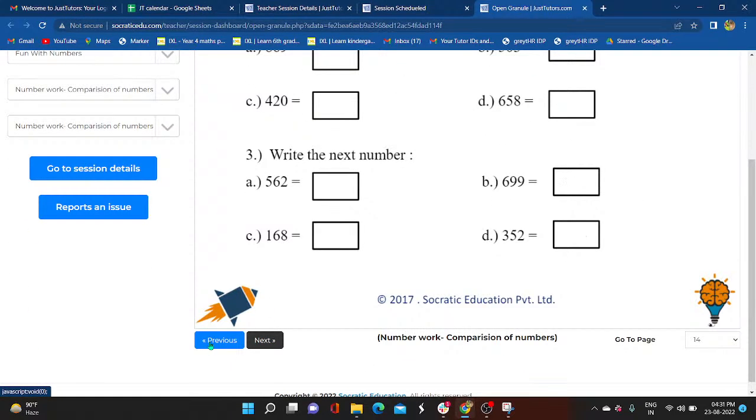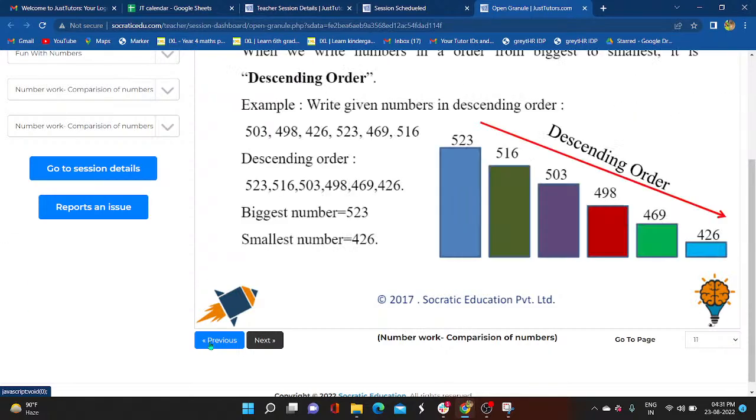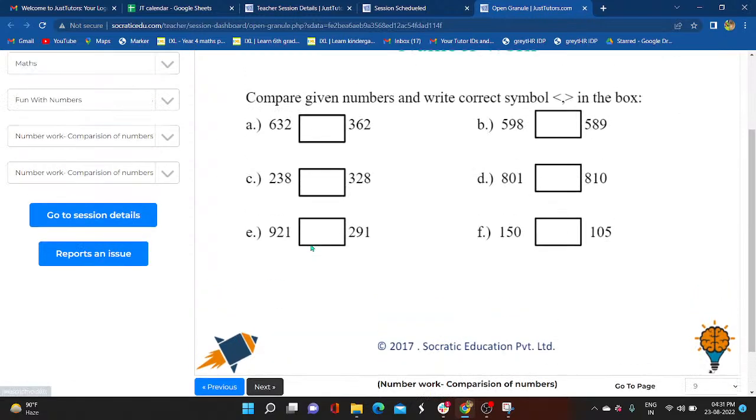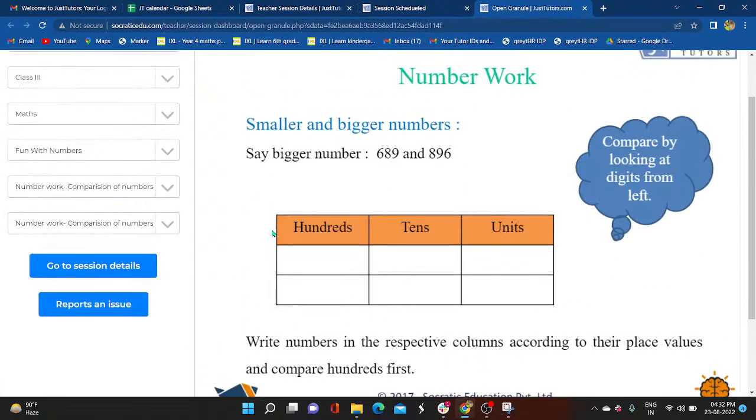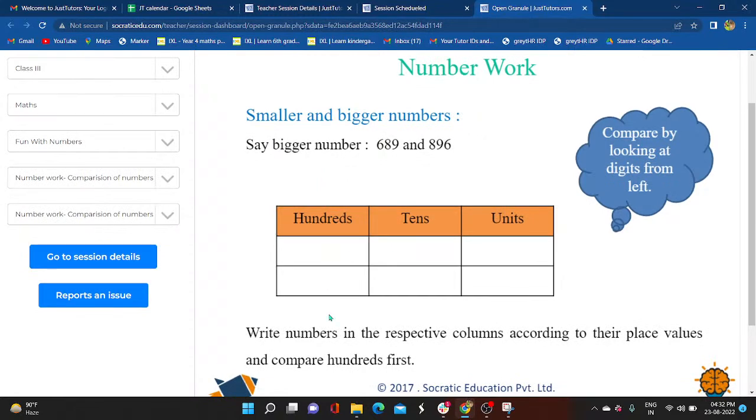Okay, so the basic concept we have learnt about ascending and descending order. Now let's try learning about the smallest and the biggest numbers. Let's see what is the smallest number and what is the biggest number. So here we have two numbers that we have to compare. One number is 689 and the other number is 896. Now we have to compare these numbers. Write numbers in respective columns according to their place values and compare hundreds first. So let's see if we try writing these numbers.